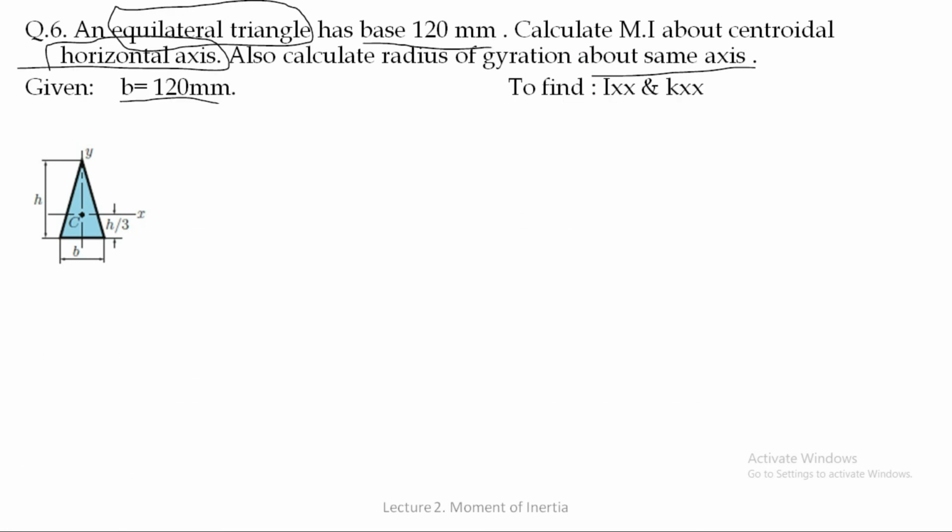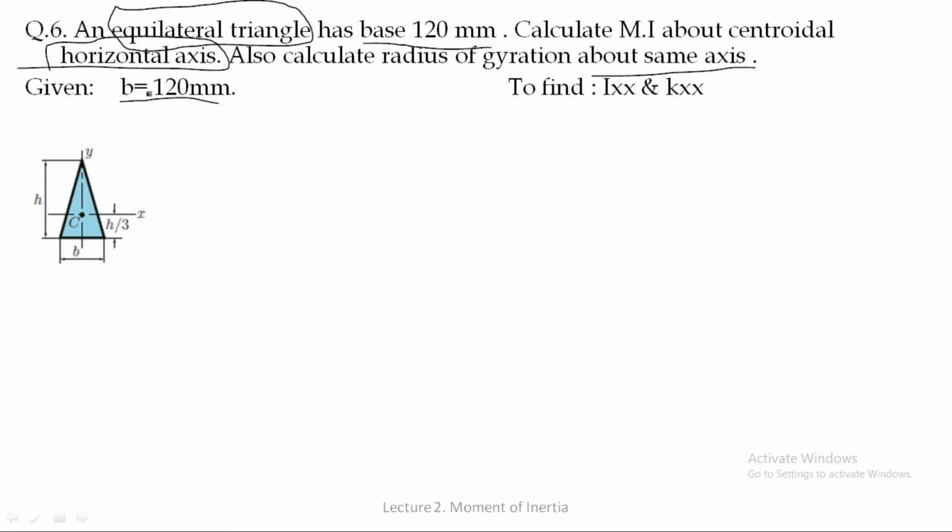Remember. Now what is given? We are given with the value of B. B is the base of the triangle, and it is 120 mm. What we have to find? We have to find Ixx and Kxx. Now you know that the formula for Ixx is bh cube upon 36. So to find moment of inertia, we need to find the value of h. Remember, we just have the value of b in this question. We don't have the value of h. So the first task will be to find the value of h.